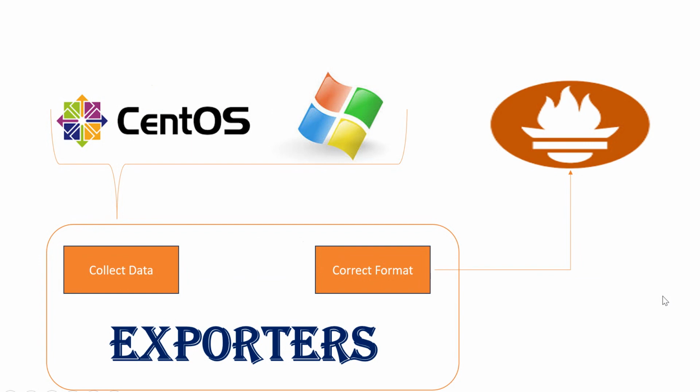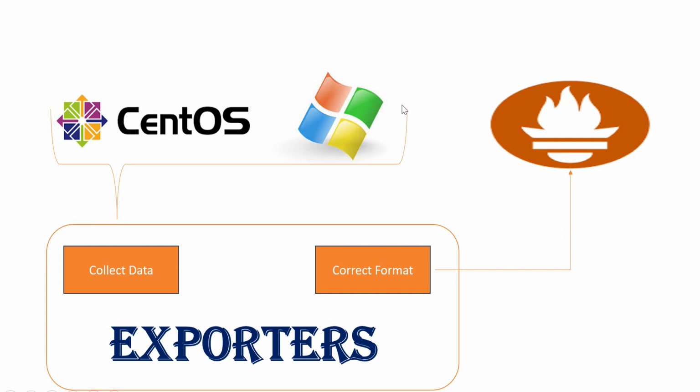So how will exporters work? First, it will collect the data from the source system. For example, here we have a CentOS or Windows operating system. We need to install an exporter for that. What will happen is it will collect the OS-related information, meaning CentOS, which is a Unix-like operating system. The data it will collect is, for example, CPU, RAM, disk space, right?